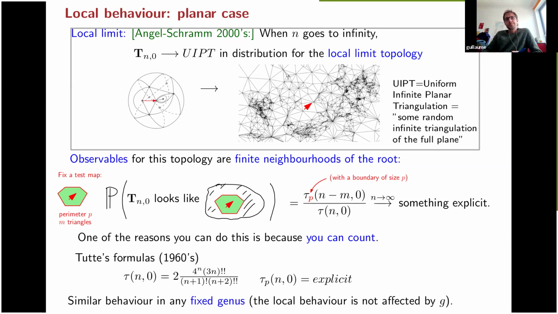Okay, and in fact, the same thing will be true if, instead of starting with genus 0, you start with genus 10 or anything fixed, you will see exactly the same. So when your map becomes very, very big, locally you don't see the fact that you have one handle or two handles or anything, and you have the same limit. So it's not written anywhere, but it's well known in the community. So I will not talk about the case of fixed genus for this local behavior.